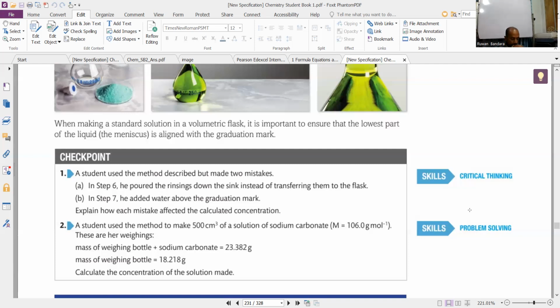So what happens when you add water above the graduation mark?